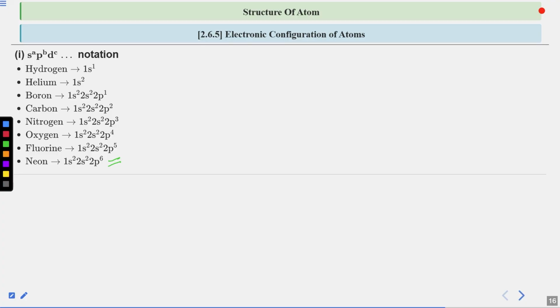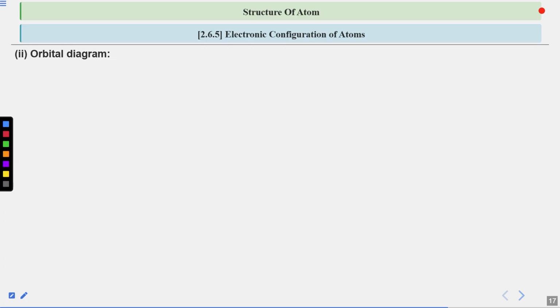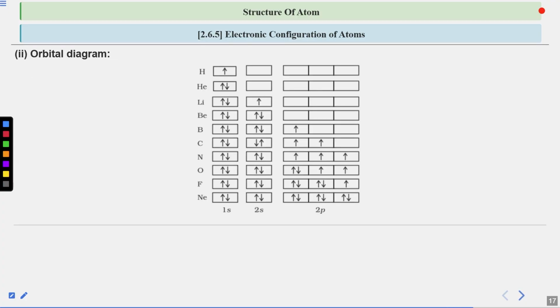Now let us look at the second type of notation, which is your orbital diagram. In this you will understand what each principle is saying. Okay, so first let us take the case of hydrogen. Hydrogen has an atomic number of 1. That means it has 1 electron. So let us fill it here. Very well. Now take the case of helium. It has 2 electrons. So both will be present in the 1s2, which is this.